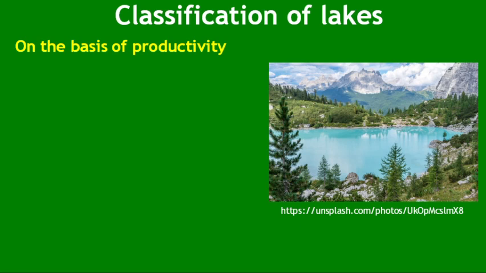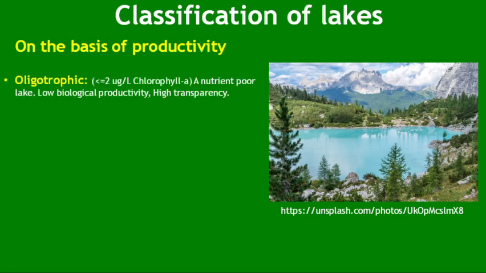Now let's talk about the classification of lakes. The lakes can be classified on the basis of productivity. Productivity means the synthesis of chlorophyll content in the lake water. Based on the amount of chlorophyll in the water, the lakes can be classified into different categories. The first category is oligotrophic lakes. Such types of lakes are also called nutrient poor lakes, and they have low biological productivity and high transparency. The chlorophyll A content in the water of such lakes is usually less than 2 microgram per liter.